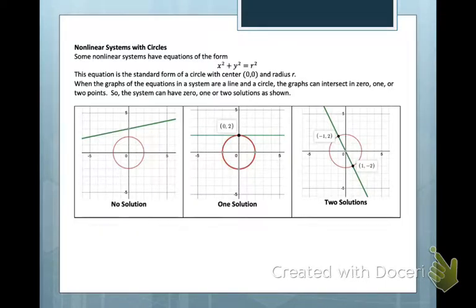When the graphs of the equations in a system include a circle, the graphs can intersect in 0, 1, or 2 points. If they intersect in 0 points, there is no solution. If they intersect in 1 point, there is 1 solution, and if they intersect in 2 points, there are 2 solutions.